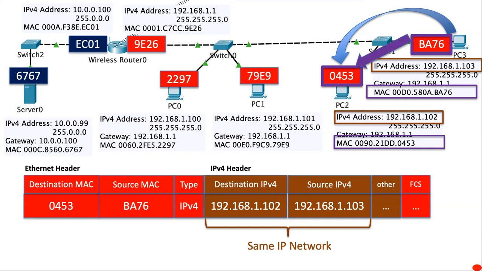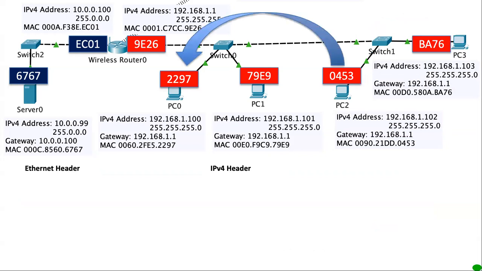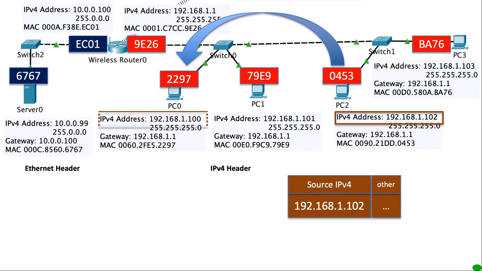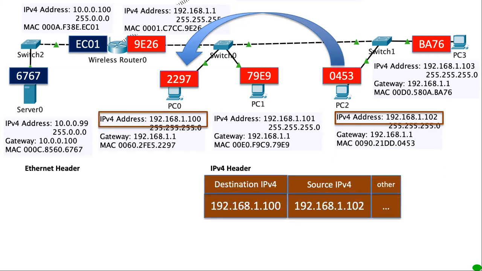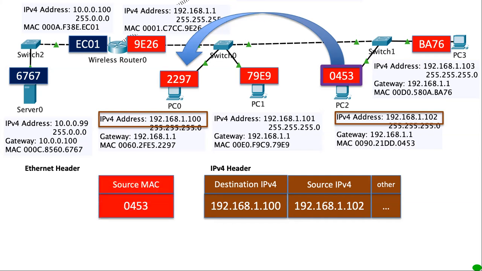Let's do a couple more examples. As we see here, this frame got sent directly to PC2, but let's do a couple more examples as well. What if PC2 was sending a frame to PC0? Once again, the source IP address would be 192.168.1.102. The destination IP address is 192.168.1.100. The source MAC address is 0453, that of PC2.